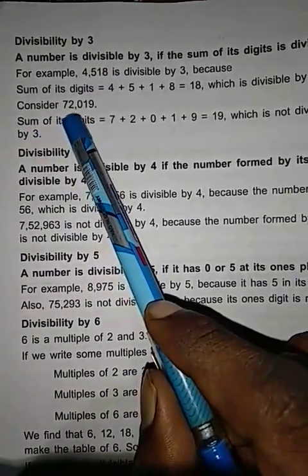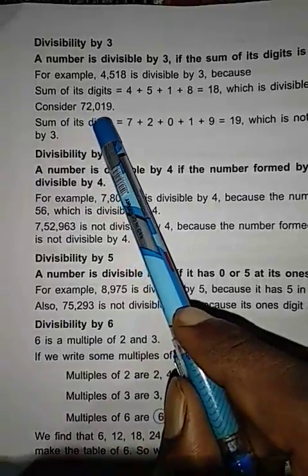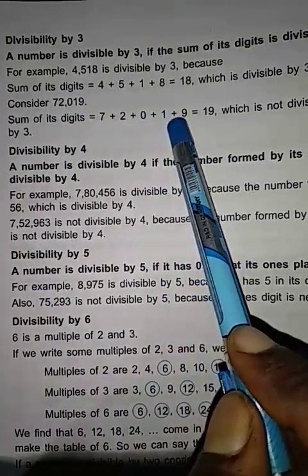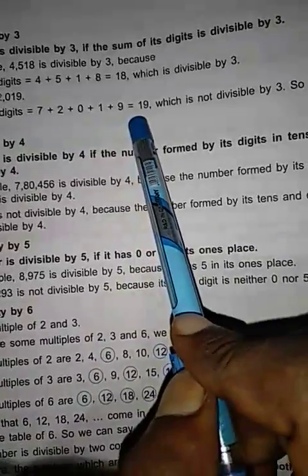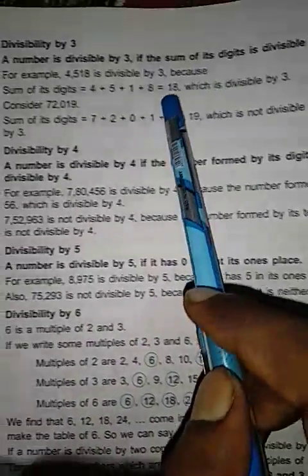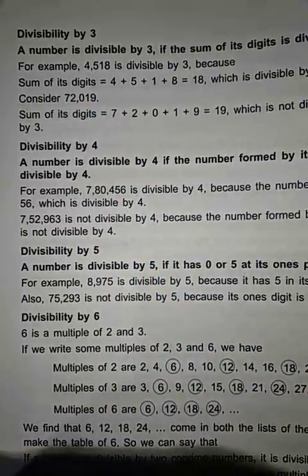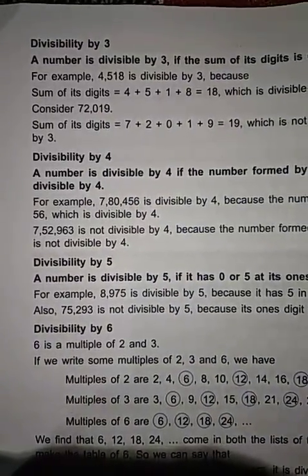Consider another number, 72,019. Now take the sum of the digits. 7 plus 2 plus 0 plus 1 plus 9 is equal to 19. 19 is not divisible by 3. So the number 72,019 cannot be divided by 3.